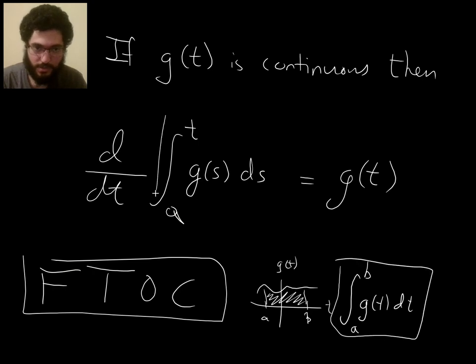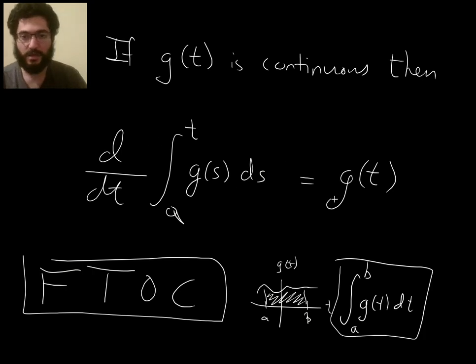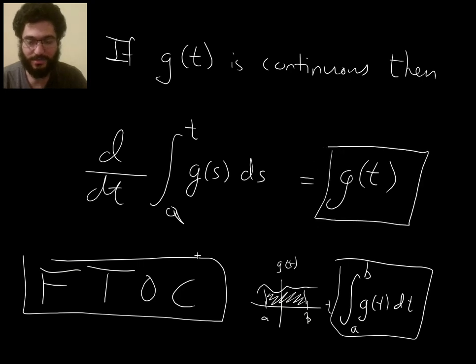So here I'm saying do that, get that number, except measure from a out to t, and let t vary, and then take a derivative with respect to t. Look at the rate of change as t varies of this area under the graph. The fundamental theorem of calculus says that when you take that derivative, you get back to g of t, actually.